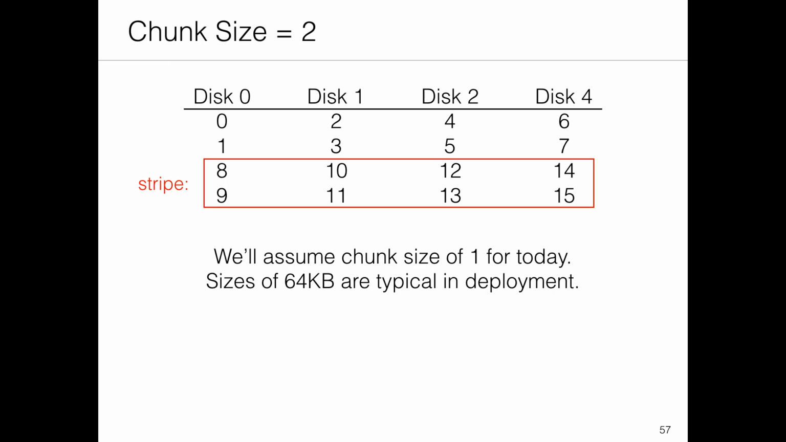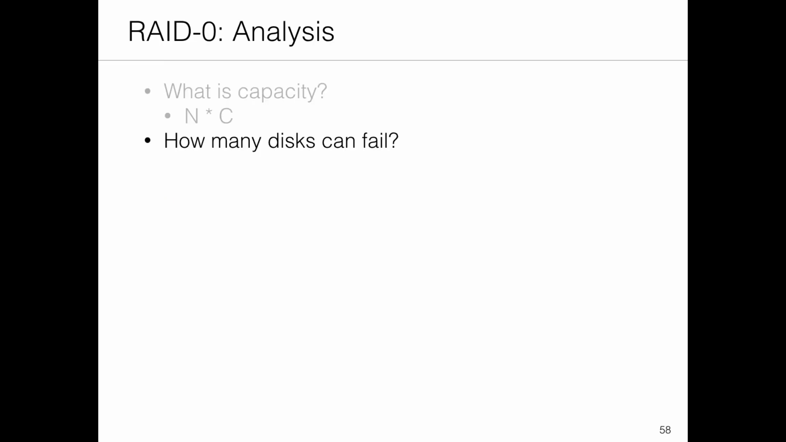So let's say that if disk 0 fails, I lose all of this data, right? Because this data is not replicated in any of the other disks. So that is why zero disk can fail in RAID 0.